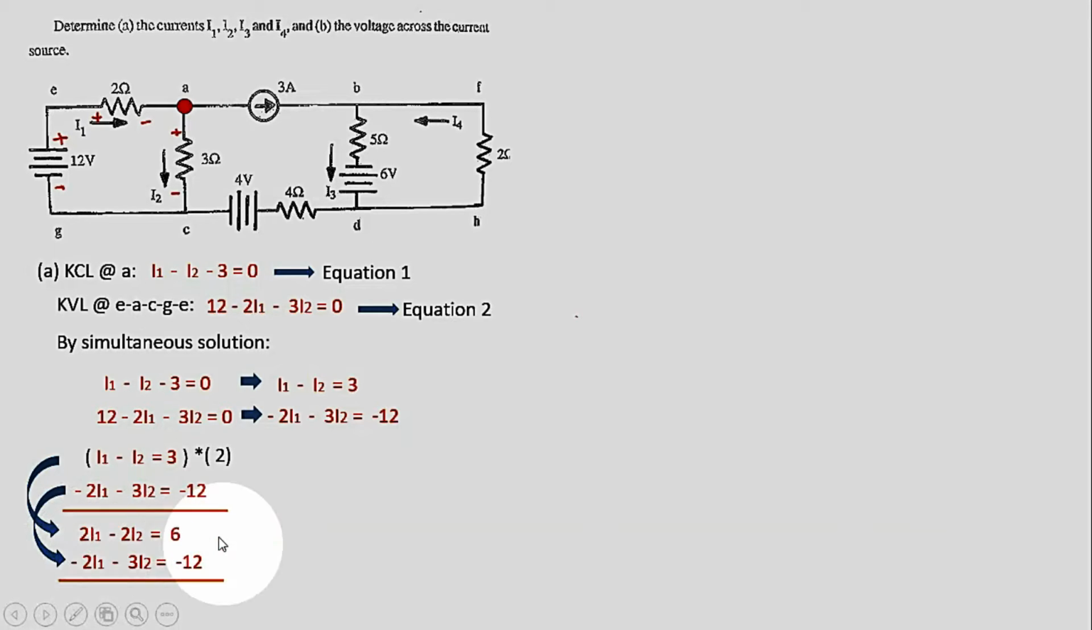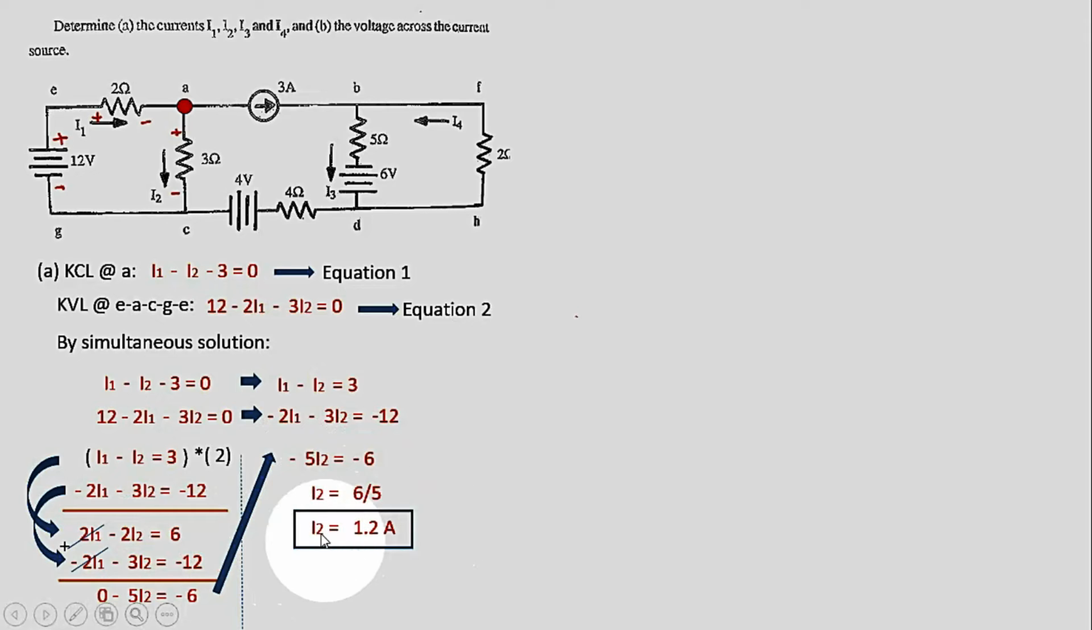If you add the two equations, this will be cancelled out, and you will have here a 0, and the addition of negative 2 I2 and negative 3 I2 is negative 5 I2, and 6 plus negative 12 is negative 6. So we can now solve for I2. Negative 5 I2 is equal to negative 6, so I2 is 6 over 5, positive. Or by having the decimal value, I sub 2 is 1.2 ampere. So this is our I sub 2.